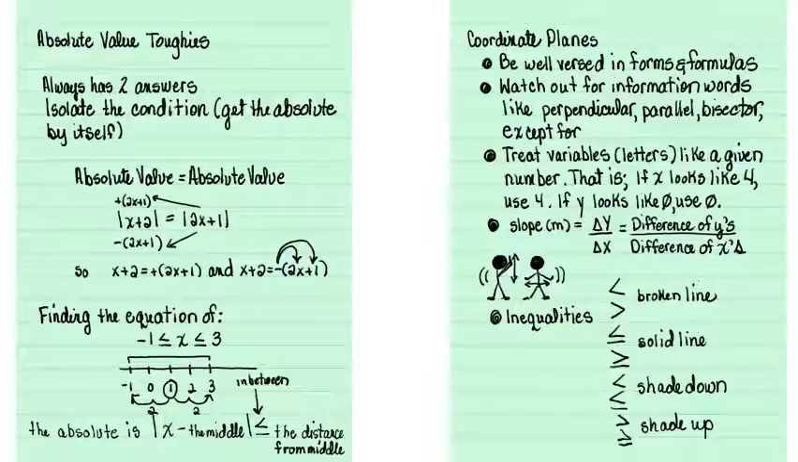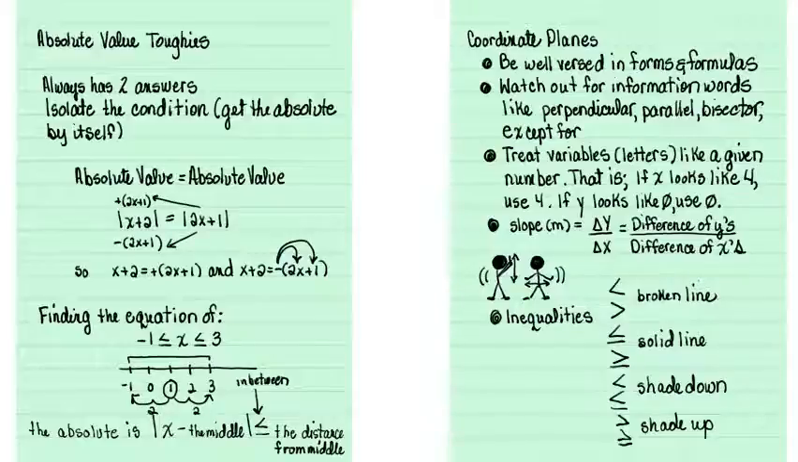Treat variables or letters when they use them for points there like a given number. That is, if the x looks like it might be at about 4, use a 4 and it'll give you a little bit of a pattern of what's going on. If the y looks like it's at 0, use that. In a lot of these, I saw that the lines were always going through 0, 0 or origin, even though they gave you 2 points on the line, that a third point that you can use is 0, 0, especially if it's going through origin.